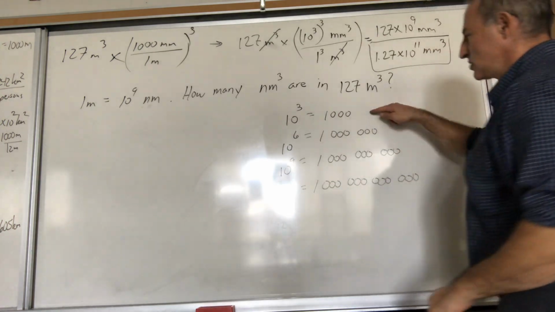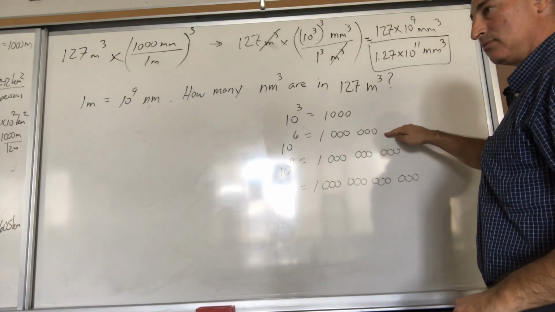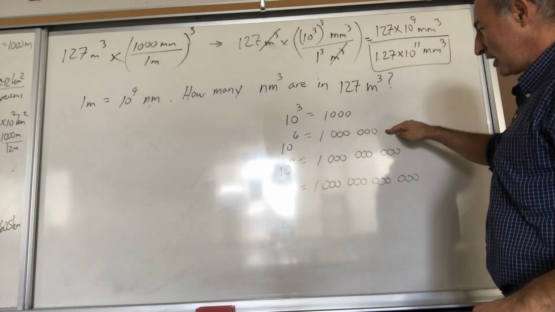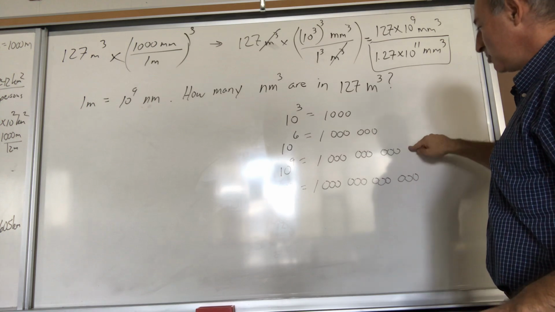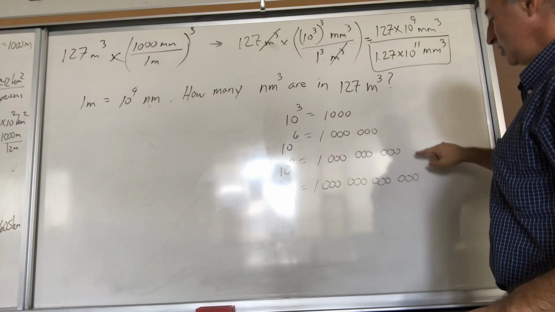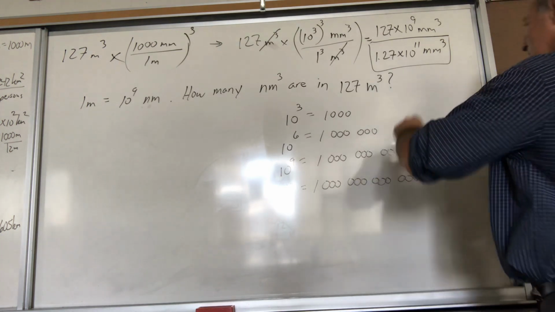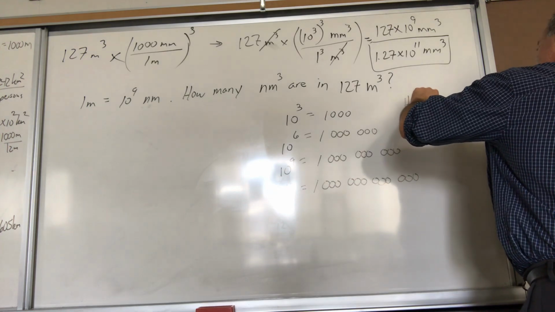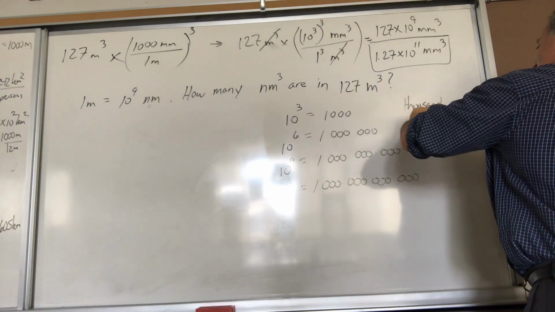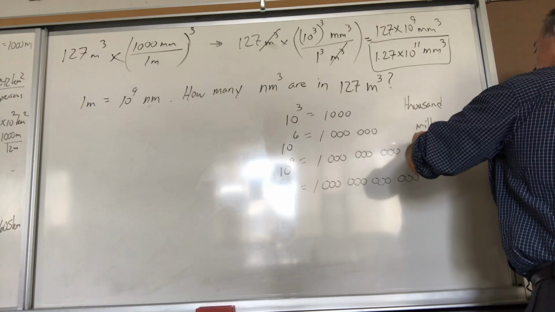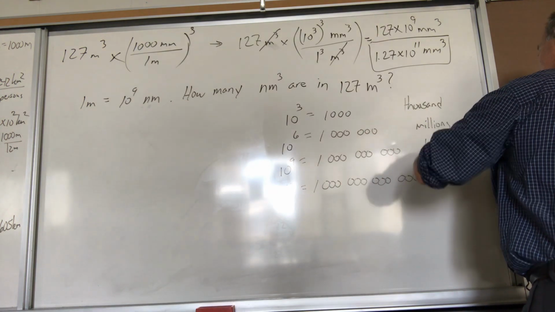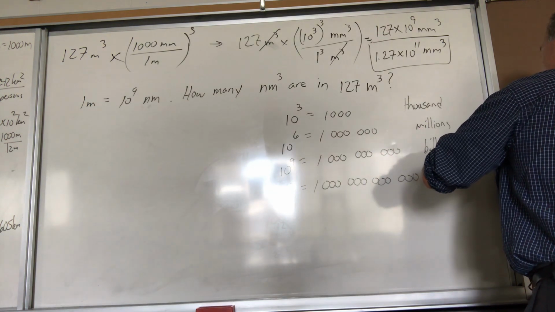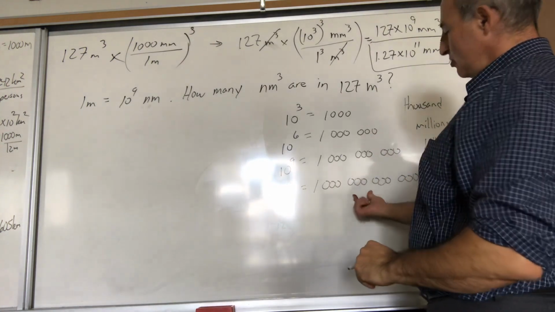All right, so if you take 1,000, multiply it by 1,000, you get 1,000,000. If you take 1,000,000 and multiply it by 1,000, you get 1,000,000,000. And if you take 1,000,000,000 and multiply it by 1,000, you get 1,000,000,000,000. So it's good to remember these: 1,000, millions, billions, and trillions.